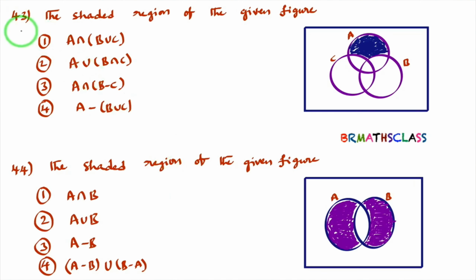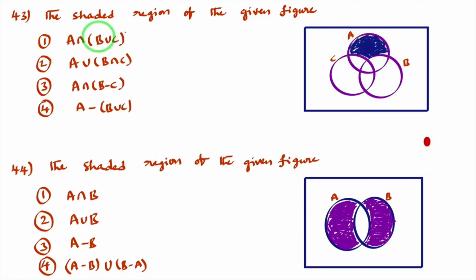You observe this question number 43. The shaded region of the given figure. They are asking what the shaded region of the given figure is. You observe here which part is shaded. You can see this full first circle is A. But if you observe, only this part is shaded. This is only A, correct or not? What is this part? This part is only A. What is the actual A? Actual A is this full circle. This part is only A.